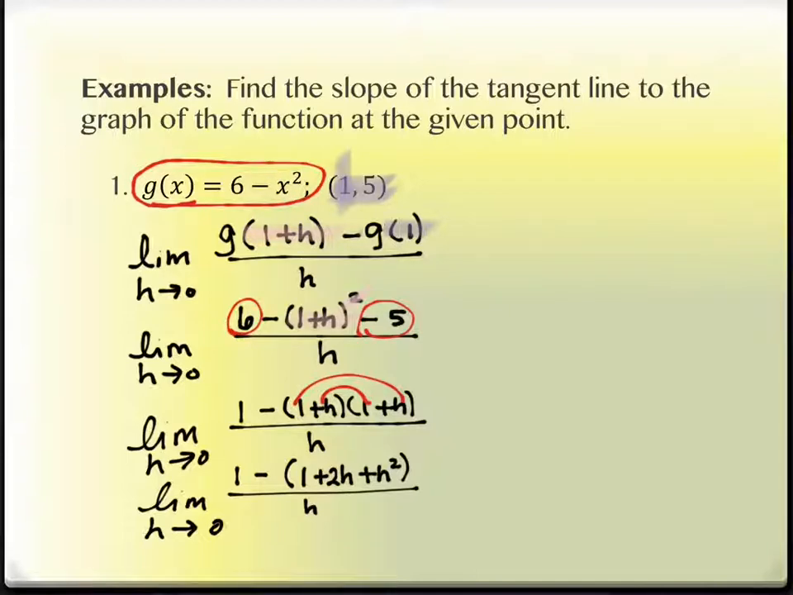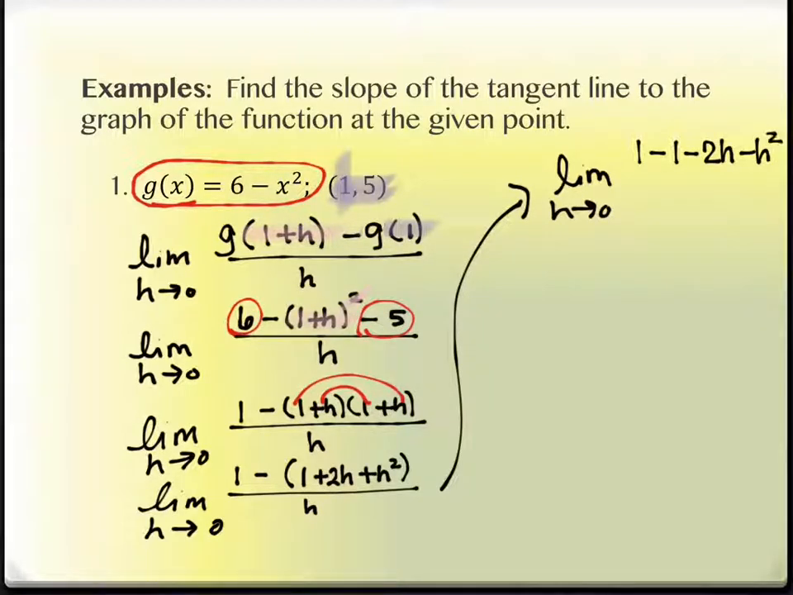Okay? So we need to distribute that negative. So we have limit h approaches 0. Still have the 1 at the beginning, and then I have minus 1, minus 2h, and minus h squared. So yeah, look at those 1s. They add to 0, right?